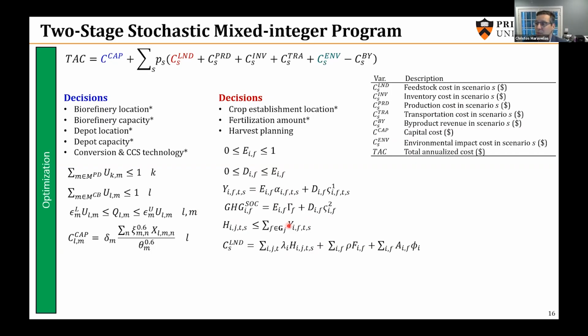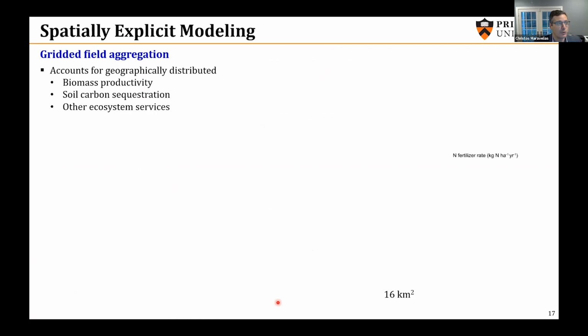But at the end, we want to have a model that will tell us how much we can take from a specific pixel in the supply chain, what the soil sequestration there is going to be, and what fertilization and irrigation is needed to obtain this yield. And then, to give another example of the terms here, the environmental impact is going to be scenario specific, is going to change over time, and includes greenhouse gas emissions from transportation, harvesting, and production in the biorefinery, and so on and so forth.